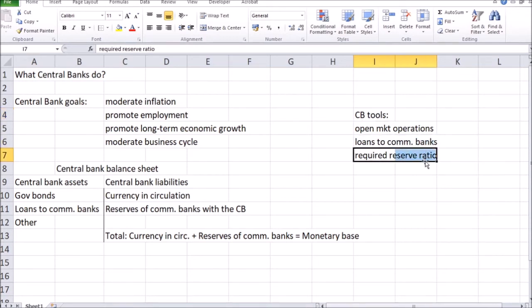And the third tool that central banks have in their toolbox is changing the required reserve ratio. Again, according to the regulation in most countries of the world, commercial banks are required to have at least some part of their deposits in the form of reserves kept with the central bank.